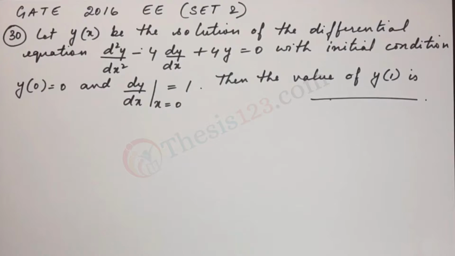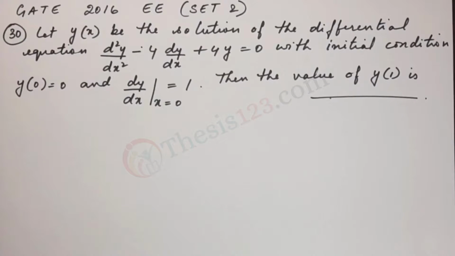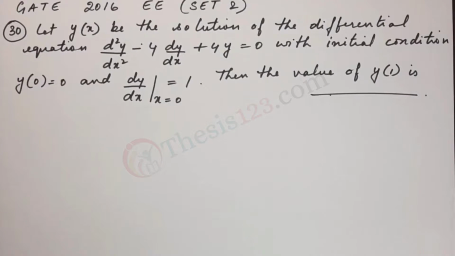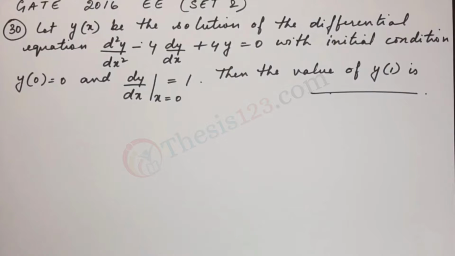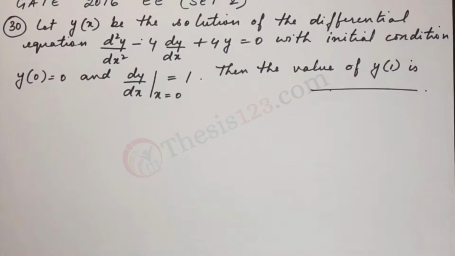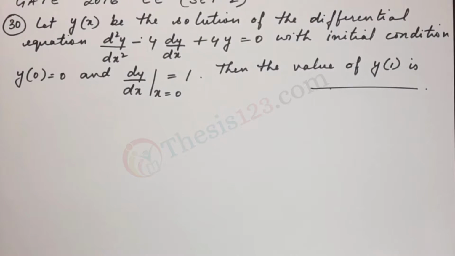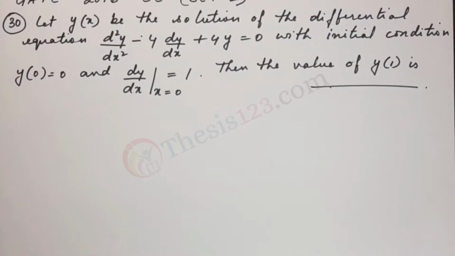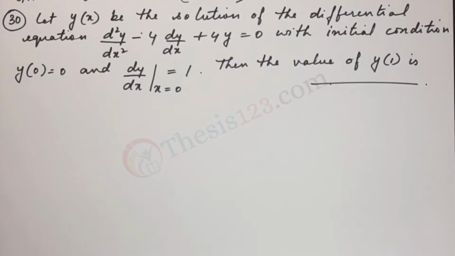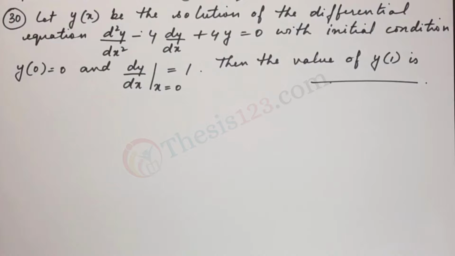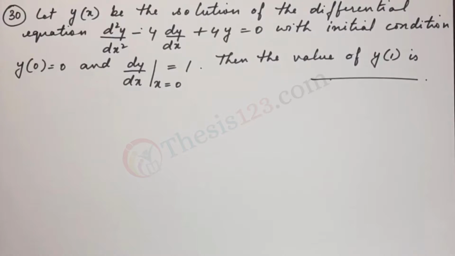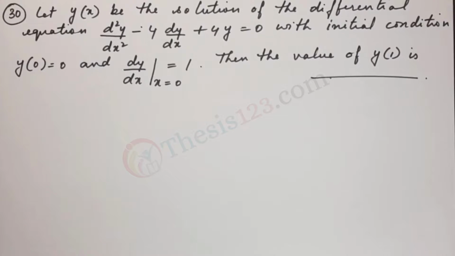Here's the next question, number 30. Let y of x be the solution of the differential equation d square y by dx square minus 4 dy by dx plus 4y is equal to 0, with initial conditions y of 0 is equal to 0 and dy by dx at x is equal to 0 is equal to 1. Then the value of y of 1 is dash. Okay, so this is not a multiple choice question, so we have to work it all out.